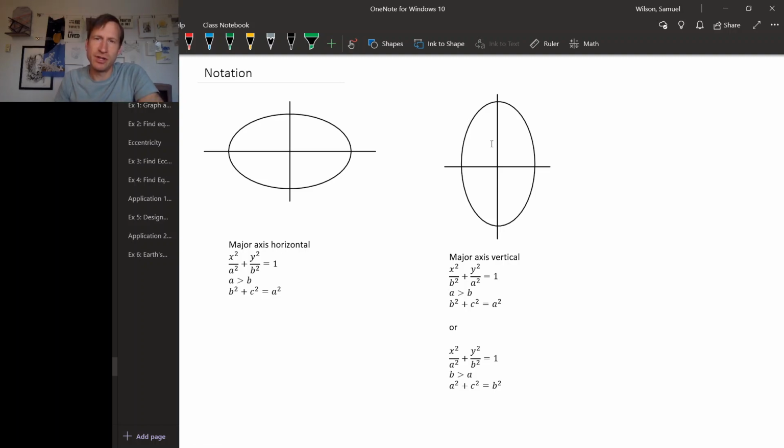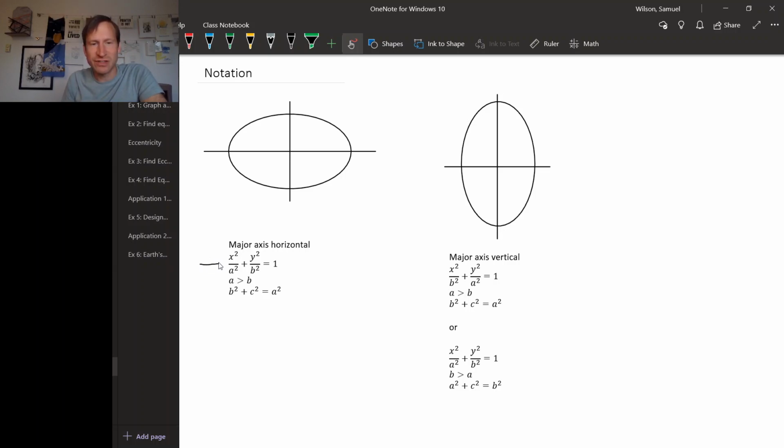Here's a quick note on the notation that we're using for the equation of an ellipse. There are two general situations when you have an ellipse whose center is at the origin. You can either have your major axis horizontal, like this ellipse on the left, or your major axis vertical, like this ellipse on the right. When the major axis is horizontal, there's general agreement on how to name everything.